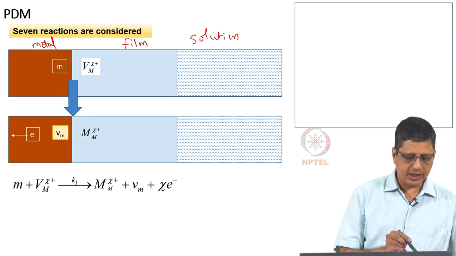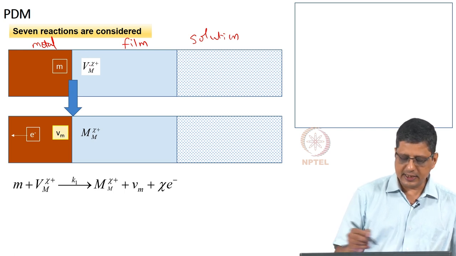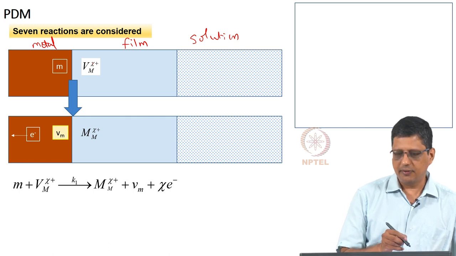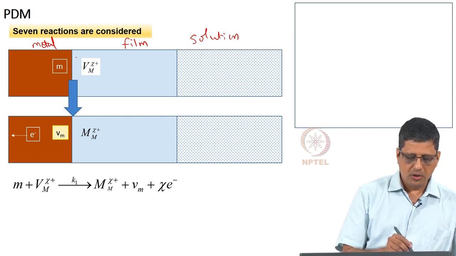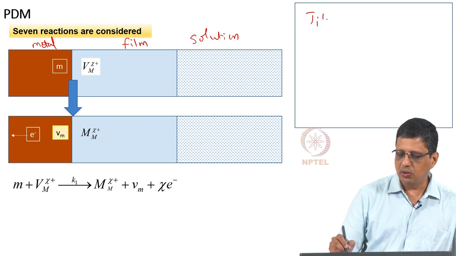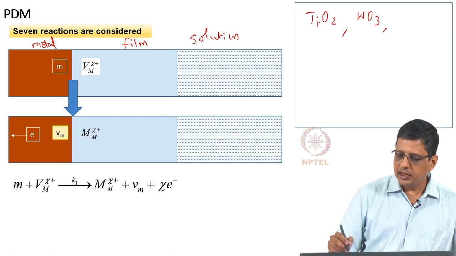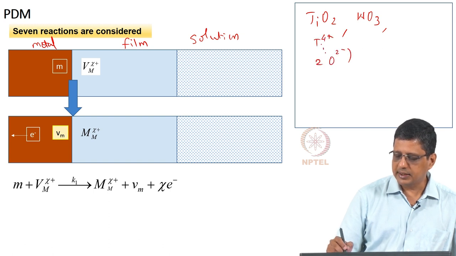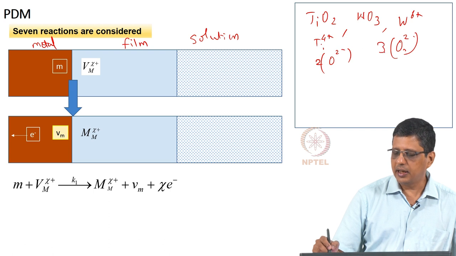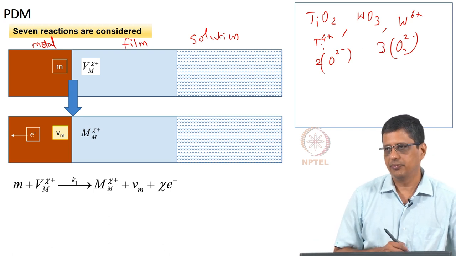First reaction: you have a metal, and in the film there is a vacancy for the metal, and the metal is present in the charged state; it is a vacancy for the ion. The film, for example, may be TiO2, or it may be tungsten oxide. Here it is present as Ti4+ and 2 O2-, or tungsten 6+ and 3 ions of oxygen.